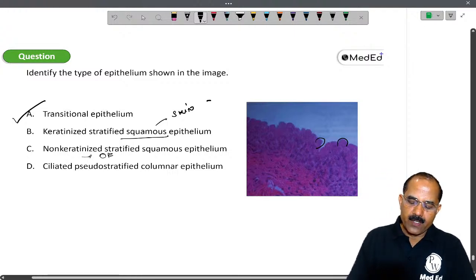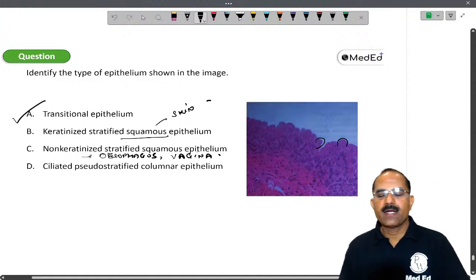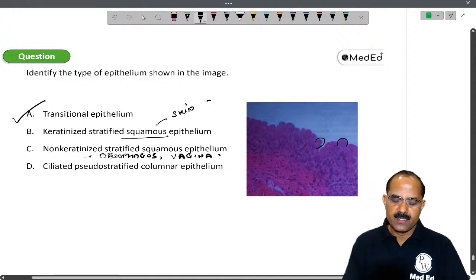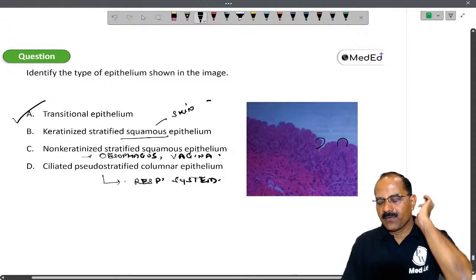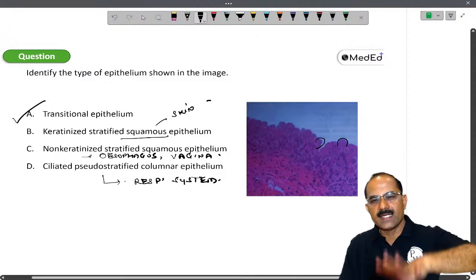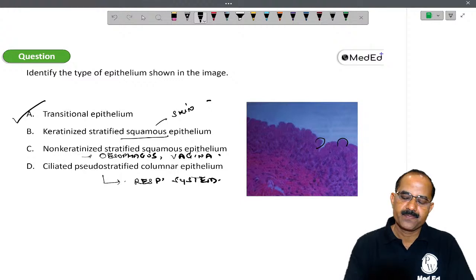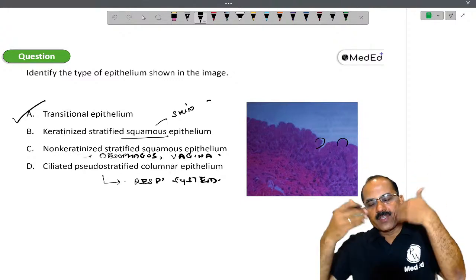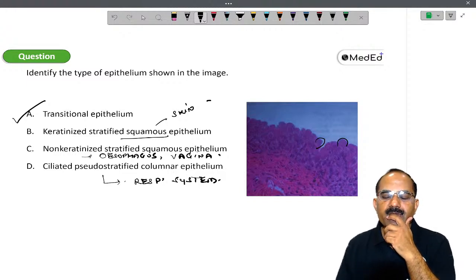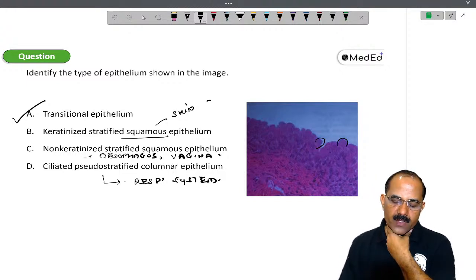Non-keratinized stratified squamous epithelium is in the esophagus, vagina. Pseudostratified ciliated columnar epithelium is in the respiratory system, mainly trachea. Pseudostratified ciliated columnar with goblet cells is respiratory epithelium. Clear?